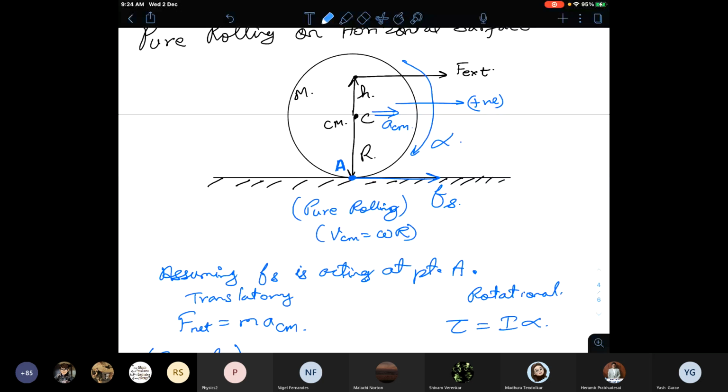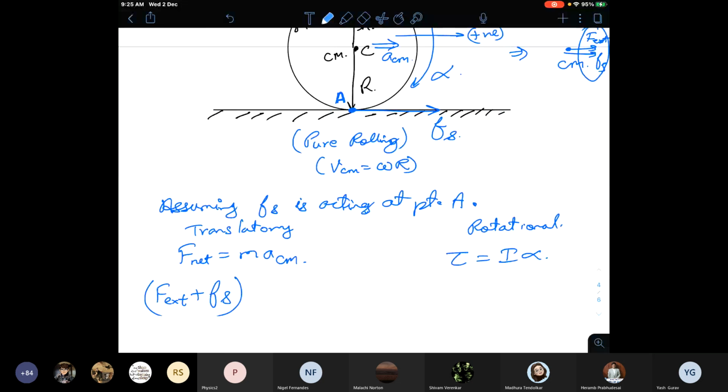Or I had told you another way: consider the center of mass only. Forget any other point. Just concentrate on the center of mass and draw all the forces on that center of mass. You can see here F external is like this, and even friction is like this at the center of mass. So they will combine. These are just small tricks to understand the motion. So F net became F external plus Fs, which is equal to M a_cm. This is your first equation.